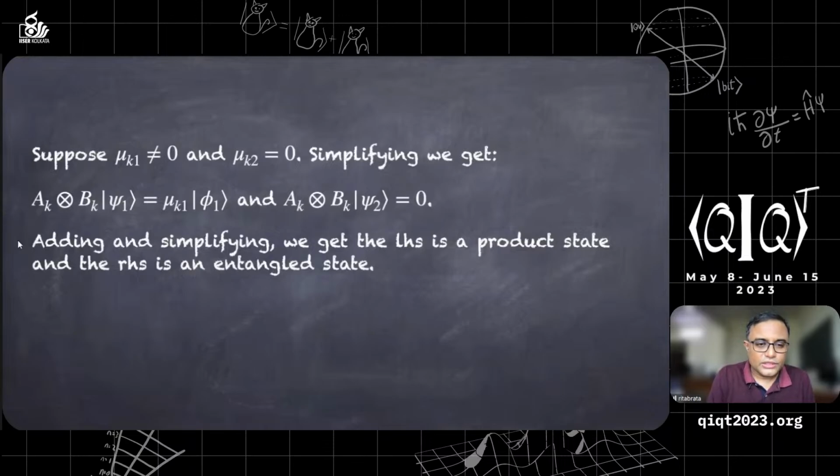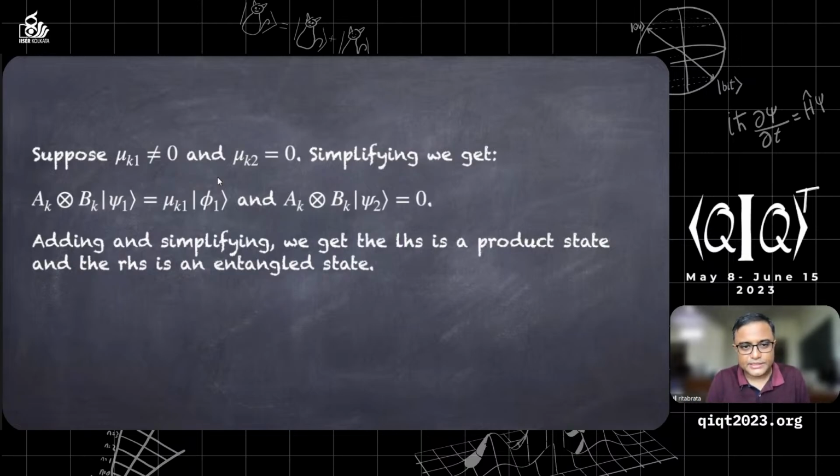Okay, now you would see that again you put it and you do the calculations and you do a little bit of simplification. You find out that AK tensor BK psi 1 will be equal to mu k1 of phi 1, and AK tensor BK psi 2 will be equal to 0. If you do this adding and simplification a bit, then you would see that the left hand side will be a product state and the right hand side will become an entangled state. That psi 1 and psi 2, if you add it, then the left hand side is a product state, right hand side is an entangled state.